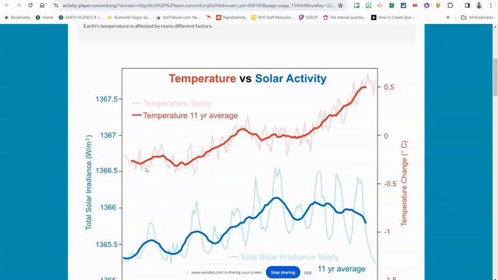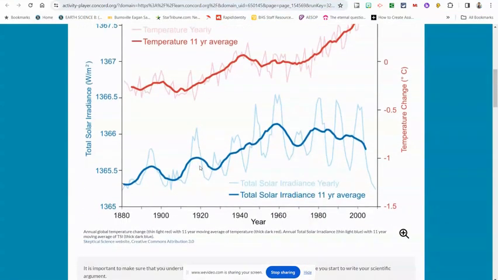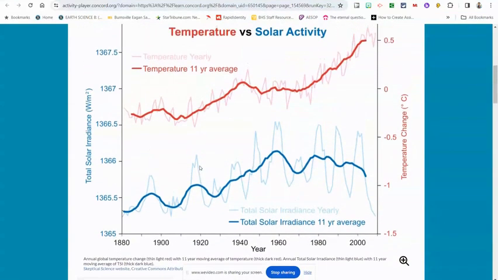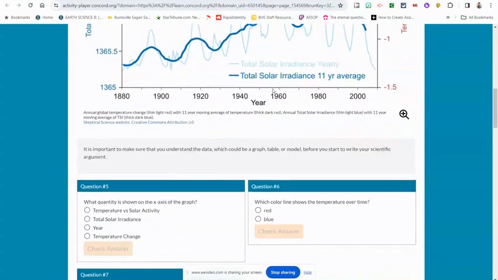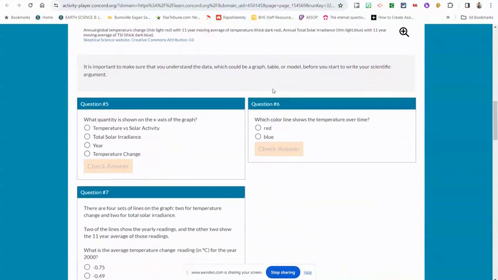Now, you might see a really light line and a dark line. The light line is the yearly amount of solar irradiance, or the yearly average temperature, and the dark line is a rolling average of those. So it's the 11-year average. So every 11 years, they average it out, and that gives you this line to kind of give you a trend. So for this one, it says it's important to make sure that you understand the data. So let's go through the data.